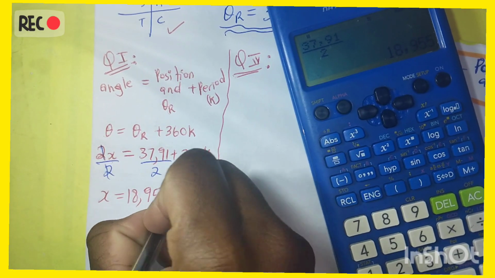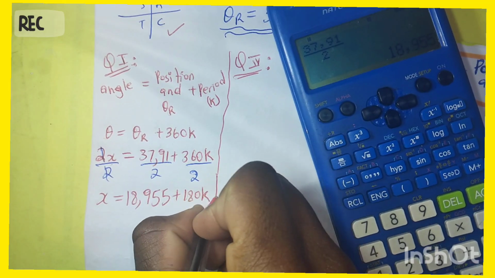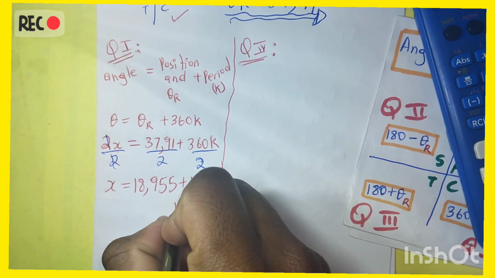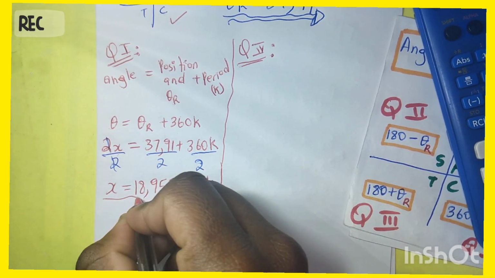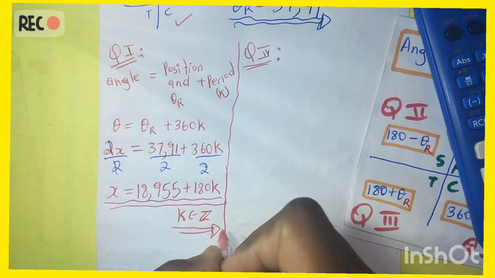18.95, plus this one now will end up being 180k. So now x, guys, is representing the equation. You can say k is an element of all integers. It's the first general equation, the first answer, by the way.